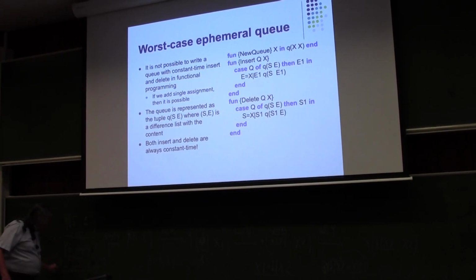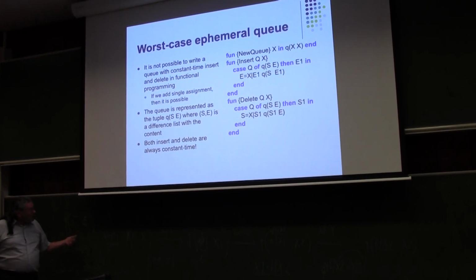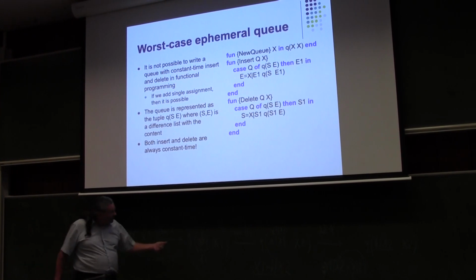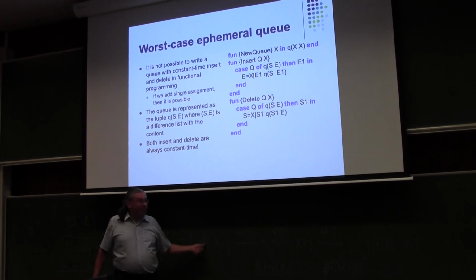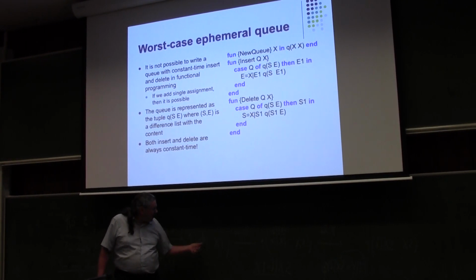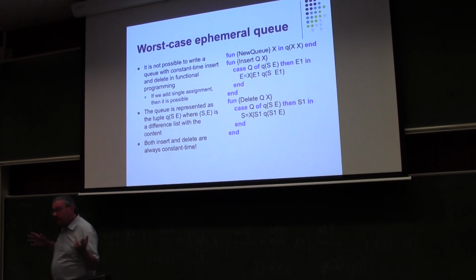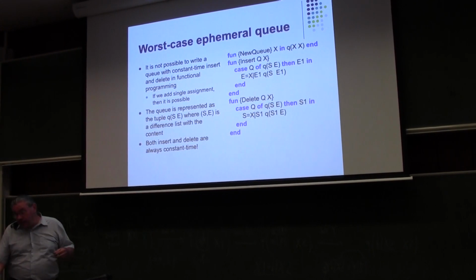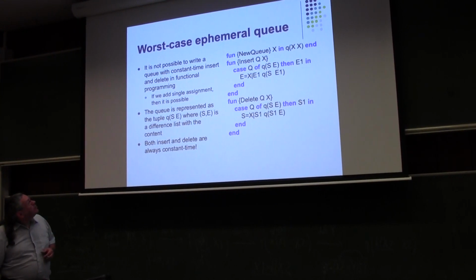Okay? The difference list will not tell you how many elements there are. Because of the unbound variables, you can't really count it, because you can't check whether the variable is unbound. That's not declarative. I can't test that. So I can't really check how many elements there are. So if I want to do that, I have to add an extra argument to the queue.